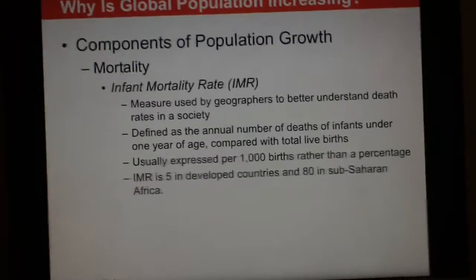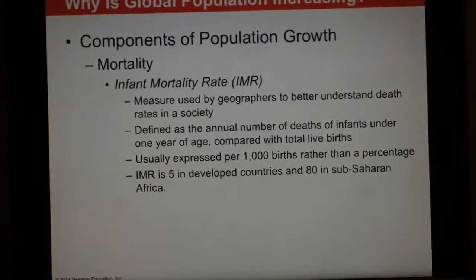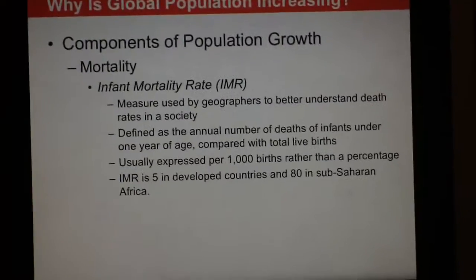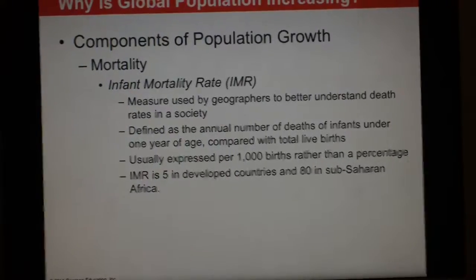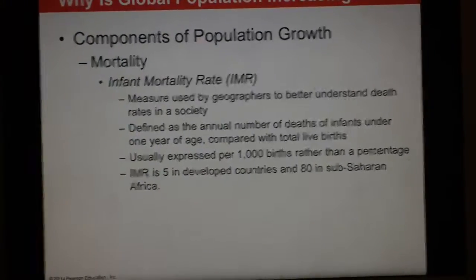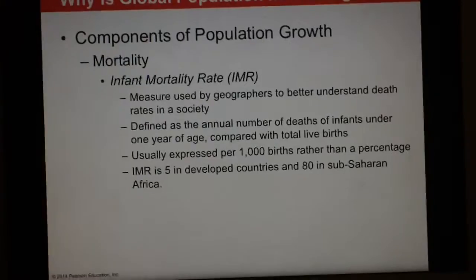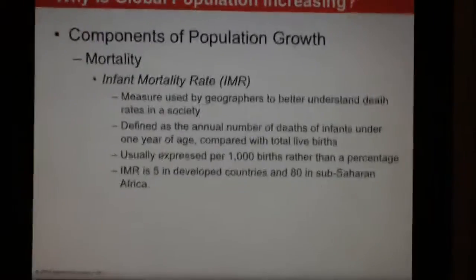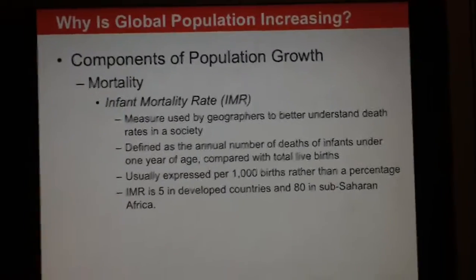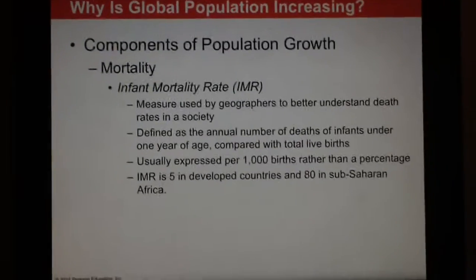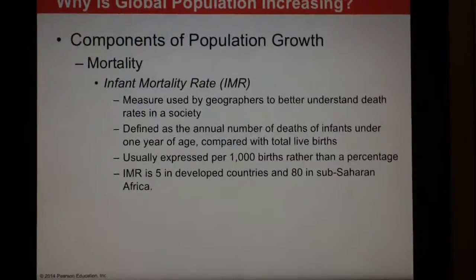And this is usually expressed per 1,000 births rather than as a percentage. And the infant mortality rate is 5 in developed countries and 80 in sub-Saharan Africa. So that tells you how significant that infant mortality rate is in sub-Saharan Africa.